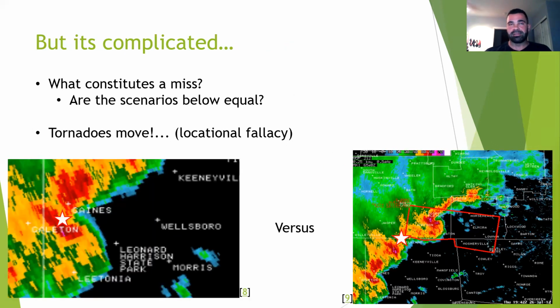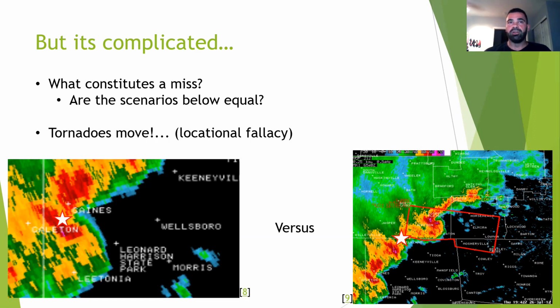So what is a miss? As seen below, we have 2 images of a tornado strike. Both of these would be considered misses by the National Weather Service. However, on the left, we see an observed tornado without a tornado warning polygon. On the right-hand side, we can see a warning polygon was issued, but the tornado actually struck outside of the warning area, and the stars are indicating where that tornado would have been. So are these misses equal?